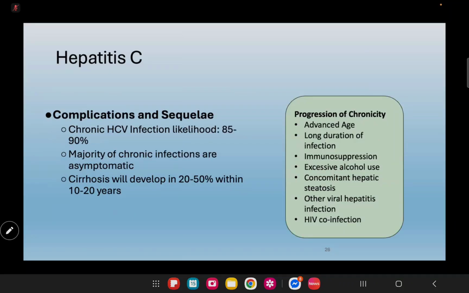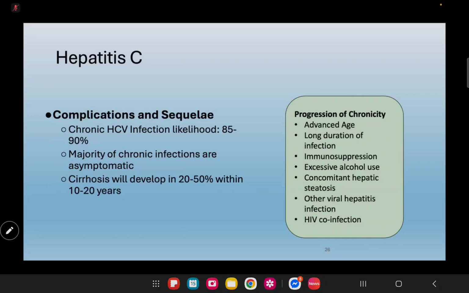Now let's look at the long-term consequences of hepatitis C virus infection. Approximately 85 to 90% of infections will become chronic. So high. Most of these patients will remain asymptomatic for years. No symptoms, no? They're just positive but no symptoms at all. But 20 to 50% will develop cirrhosis within 10 to 20 years. So imagine if this is left untreated, it will develop cirrhosis within 10 to 20 years.